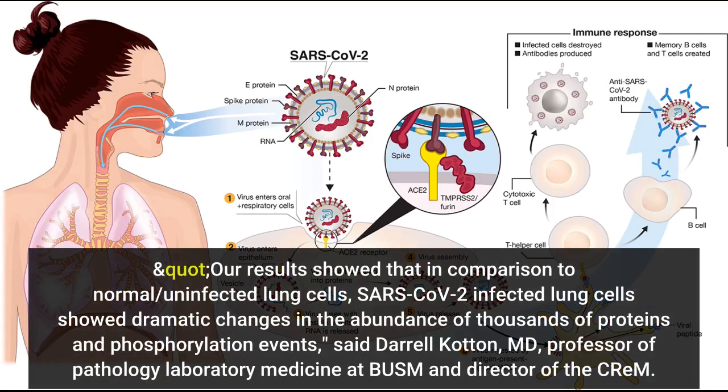Our results showed that in comparison to normal/uninfected lung cells, SARS-CoV-2 infected lung cells showed dramatic changes in the abundance of thousands of proteins and phosphorylation events, said Daryl Cotton, MD, professor of pathology and laboratory medicine at BUSM and director of the CReM.